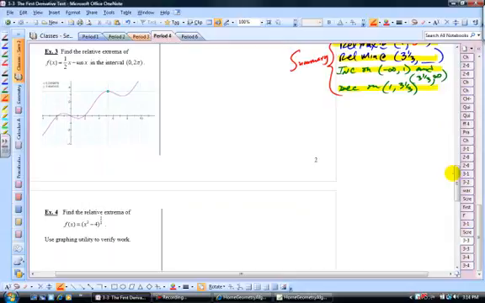The next one, we want to find the relative extrema from 0 to 2 pi. So let's get started. We're going to have to find the critical points first. So let's take a derivative. You get f prime is equal to 1/2 minus cosine x. Set that equal to 0, and that gives us 1/2 equals cosine x. So you have to figure out when cosine x is equal to 1/2.